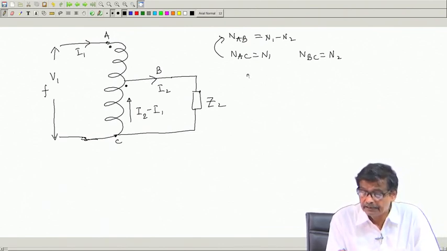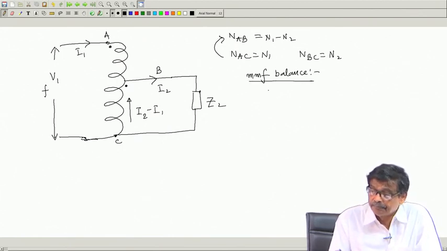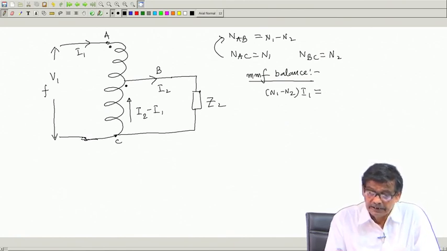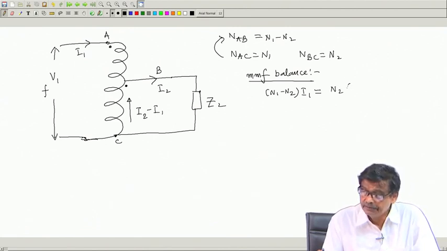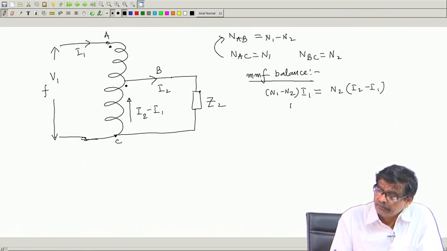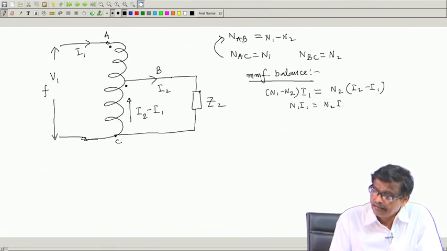So, MMF balance, this is what we did last time. MMF balance gives me (N1 minus N2) into I1 is equal to, here the number of turns is N2, into (I2 minus I1). These are all phasors, you know. So, N1 I1 is equal to N2 I2. This is the thing.